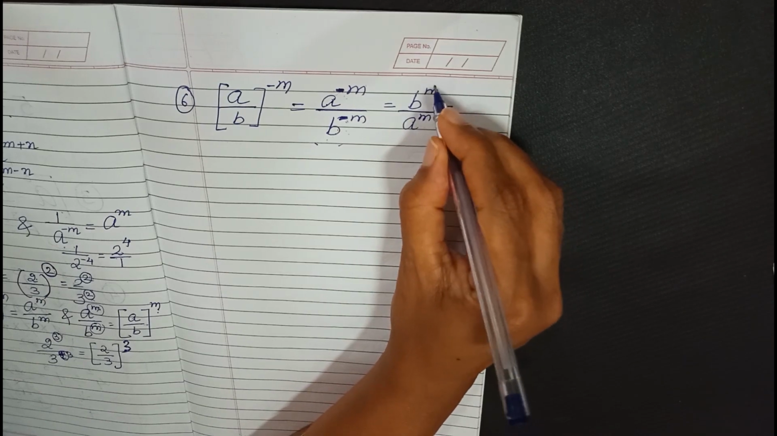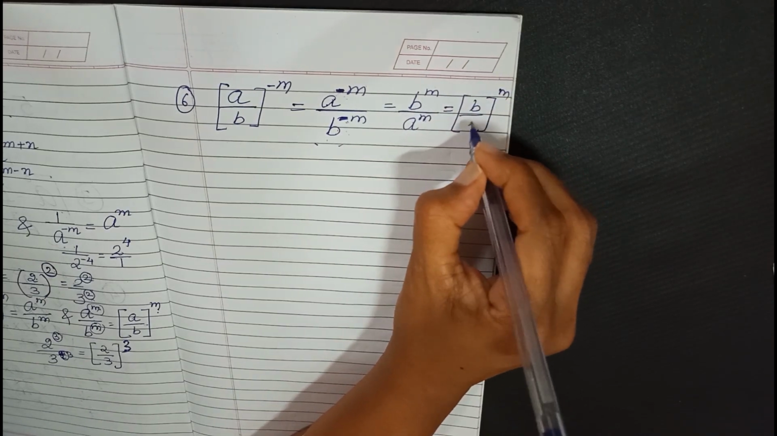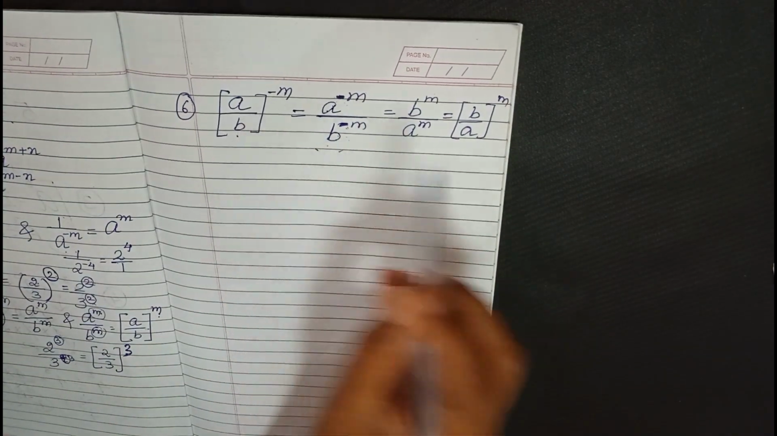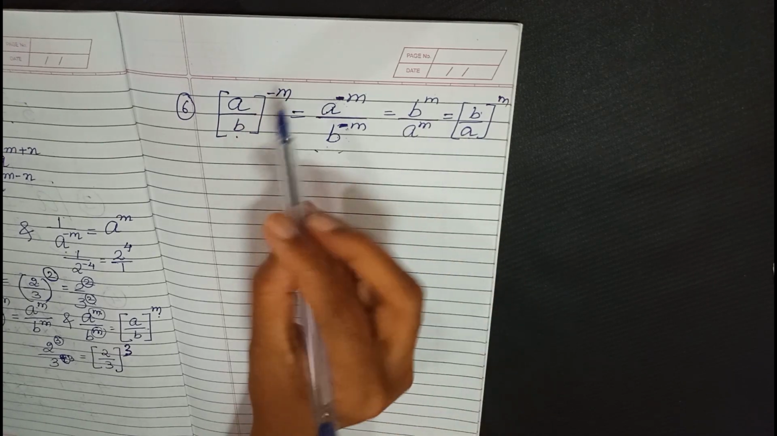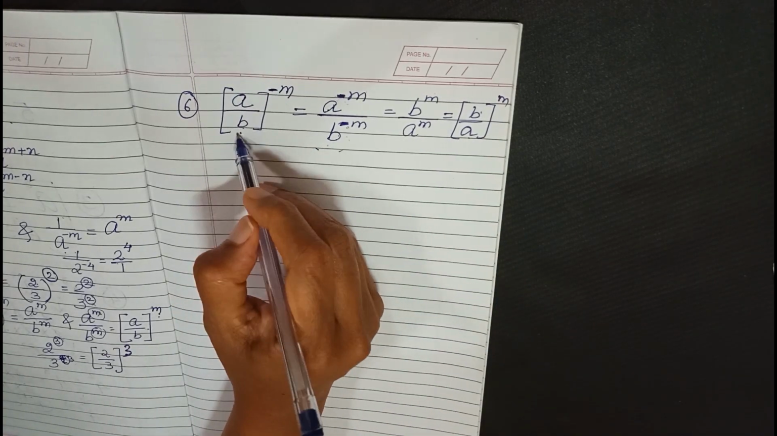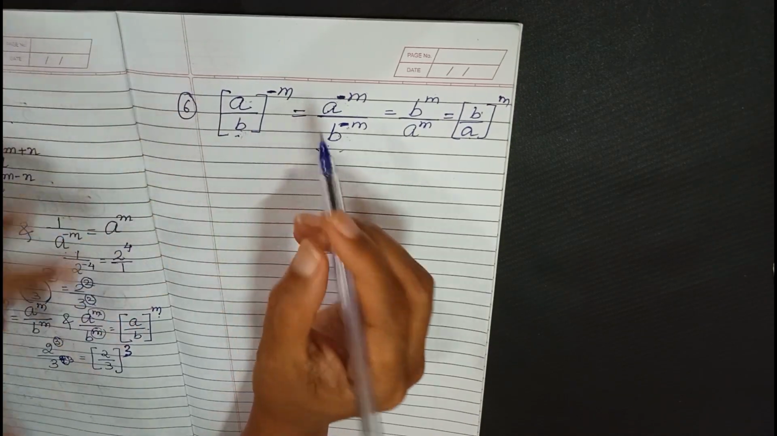So now you can see again M is common. I can remove the M common outside and I can write it as B upon A. So you see what happened? A upon B has become B upon A. That is the meaning of the negative sign, that B should come up and A should come down because they were both not in the correct position.